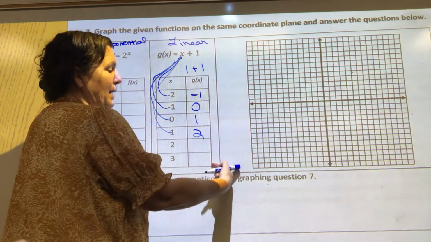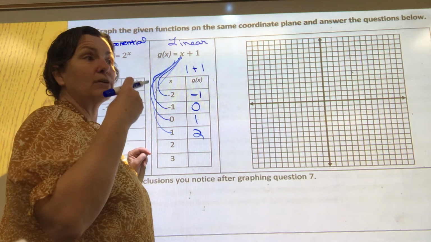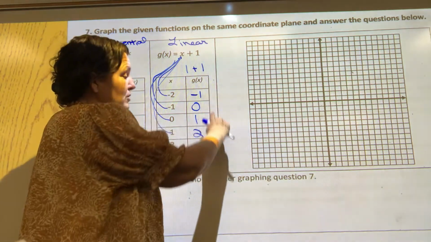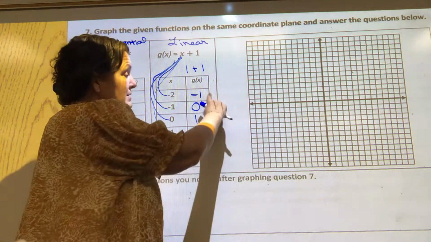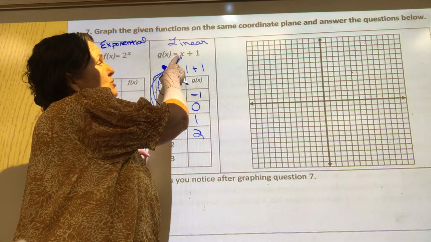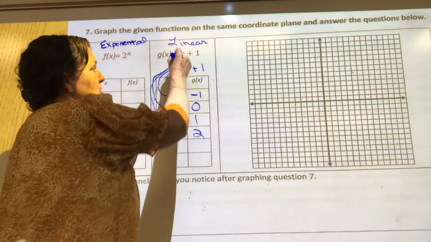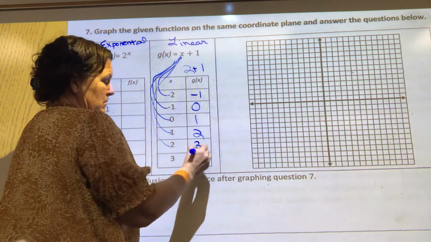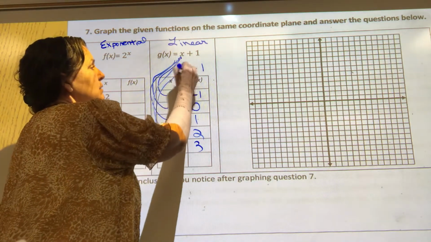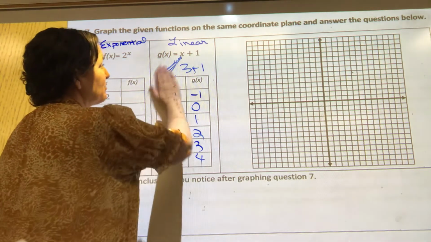You might start seeing a pattern because linear is a pattern that is arithmetic. That means you add or subtract to get to the next number. In this case, I can see that we're adding by 1 each time. And the reason we're adding by 1 is our slope is an invisible 1. Slope is a rate of change. Perfect. Okay, now we're going to go over to the graph and graph the line first.